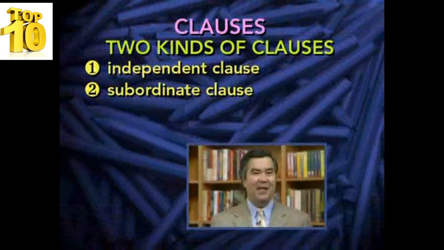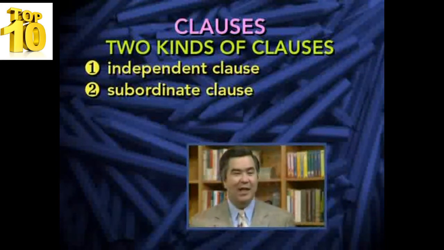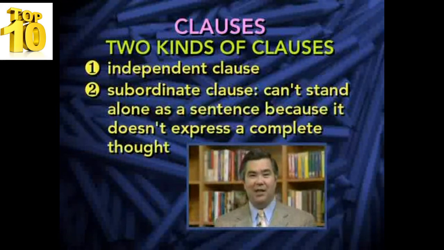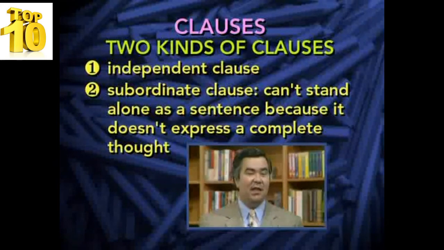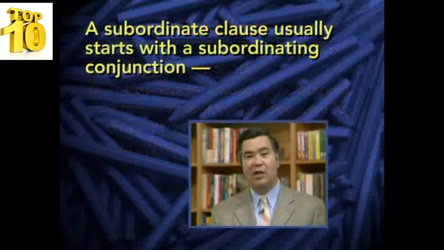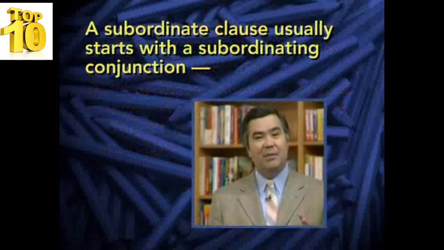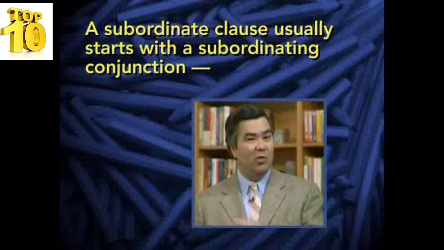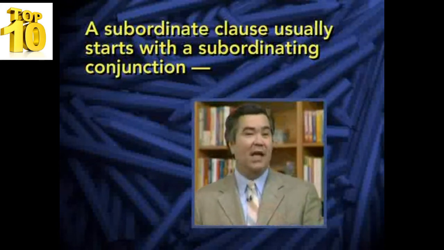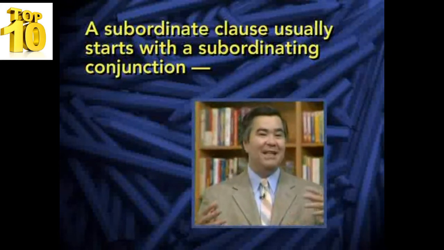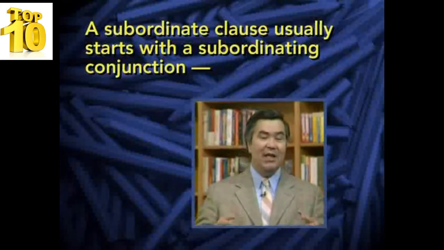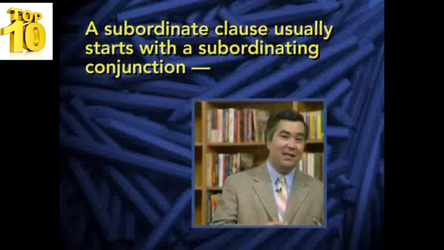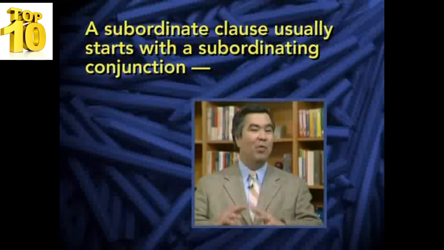The word subordinate means following or less important than, and this describes what these clauses are like. A subordinate clause can't stand alone as a sentence because it doesn't express a complete thought. Usually, subordinate clauses begin with particular types of words which are known as subordinating conjunctions. A conjunction is a word that connects two groups of words, and the word subordinating means making something less important. So a subordinating conjunction is a word that connects the subordinate clause to the rest of the sentence and makes the subordinate clause less important.